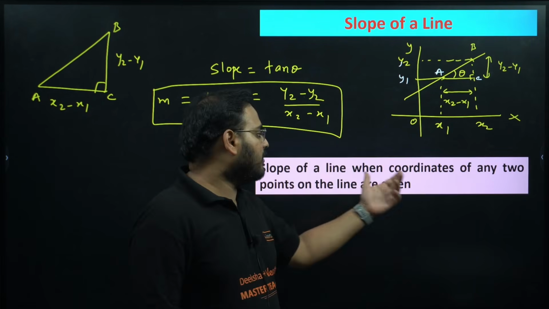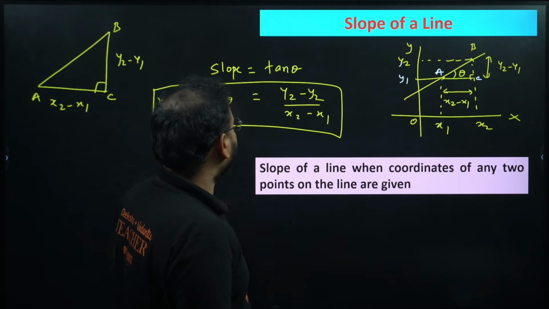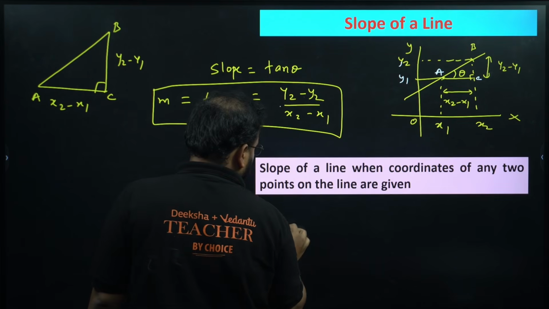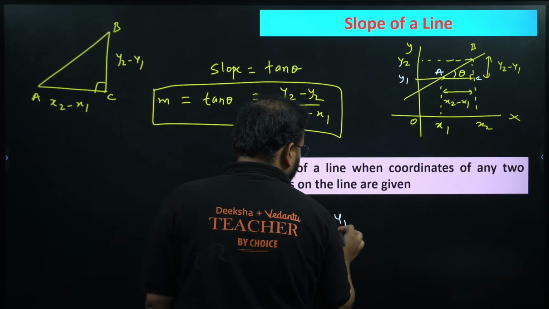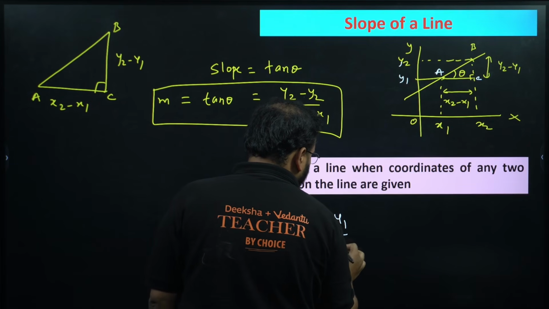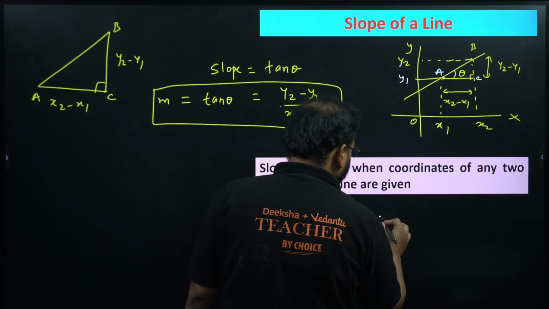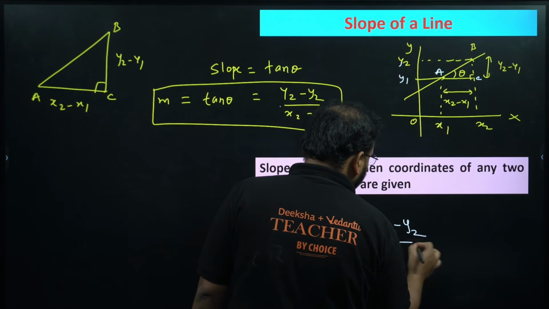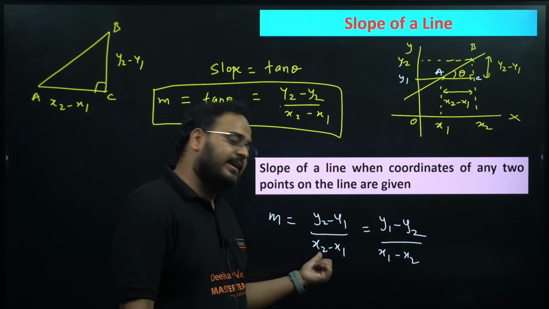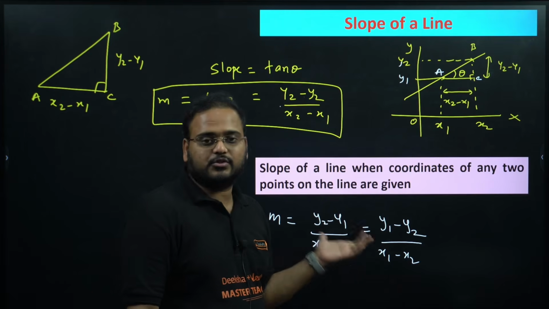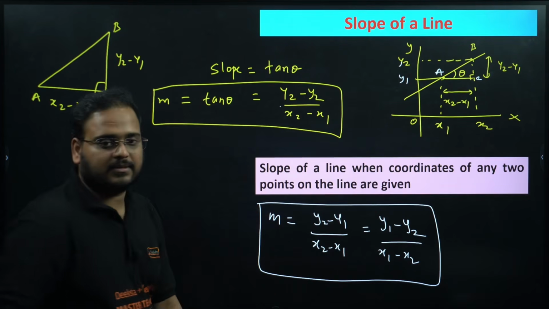So that is the slope of a line when the coordinates of any 2 points of the line are given. So when the coordinates of 2 points are given, this is what we use: (y2 minus y1) upon (x2 minus x1). Now some students or teachers might tell you to write this value also. It is correct: (y1 minus y2) upon (x1 minus x2). Just remember, if you're writing y2 first, write x2 first. If you're writing y1 first, write x1 first. So your choice, you can write any one of them. I hope this is clear. Okay, moving on.